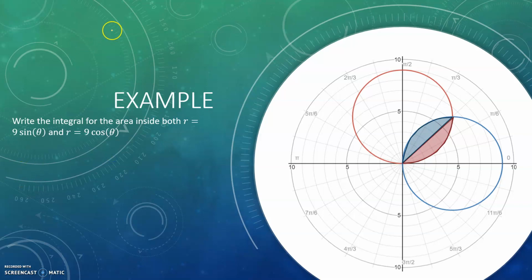First, I want to figure out where they cross. They cross when the two curves are equal to each other: 9 sine theta equals 9 cosine theta. So sine theta equals cosine theta. They're going to cross at pi over 4. And so then I'm going to do the integral from 0 to pi over 4, and I'm just going to use the sine curve.